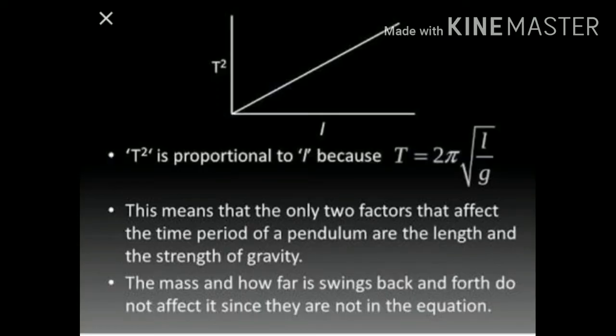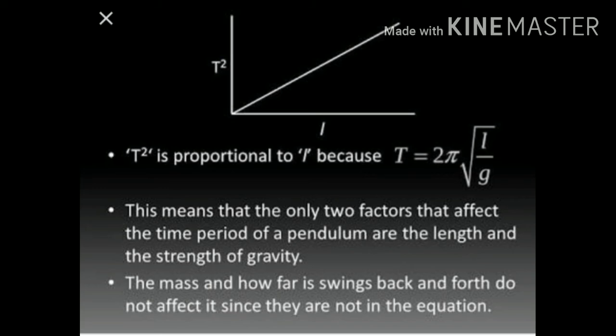This is the graph showing the variation of the square of the time period with the length of the pendulum. T squared is proportional to L because T is equal to 2 pi root over L by g. This means that the only two factors that affect the time period of a pendulum are the effective length and the gravity. The mass and how far it swings back and forth do not affect it since they are not in the equation.